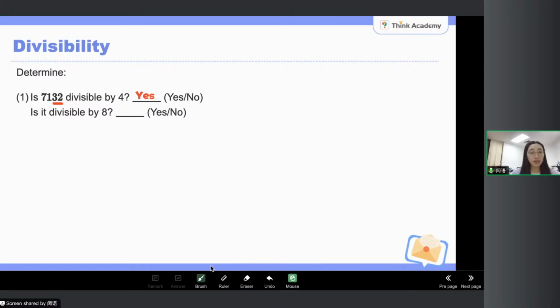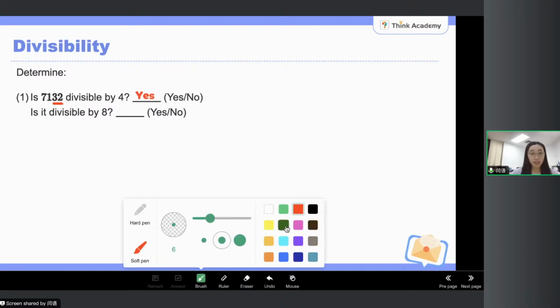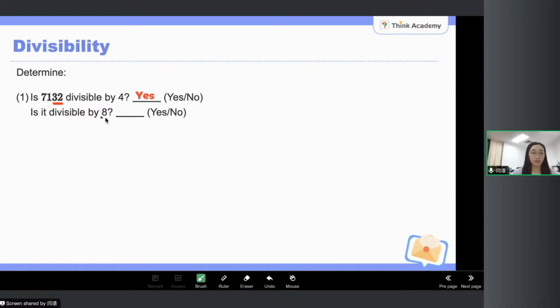Then next one, is it divisible by 8? Do you still remember what is the divisibility rule of 8? What is it? Check the last 3. Check the last 3, pay attention. You must check 132. For 132, is it divisible by 8? No. Okay, so here, no.